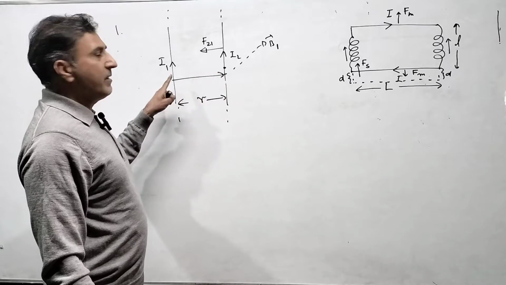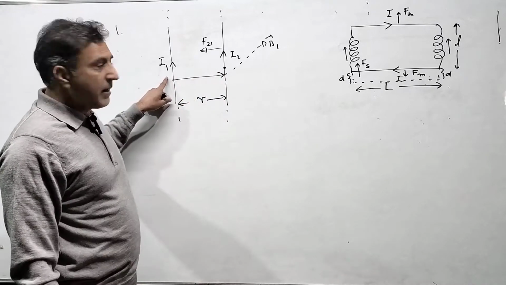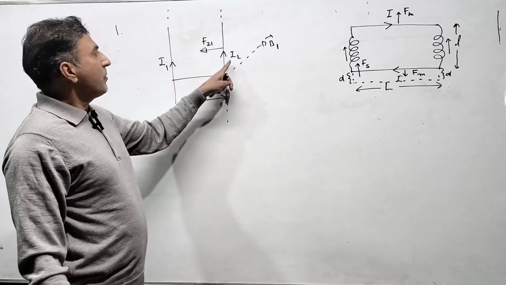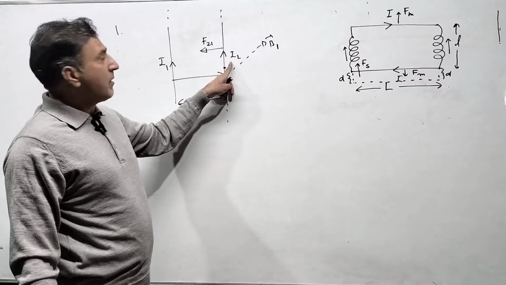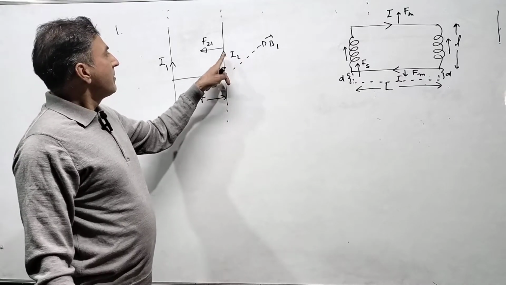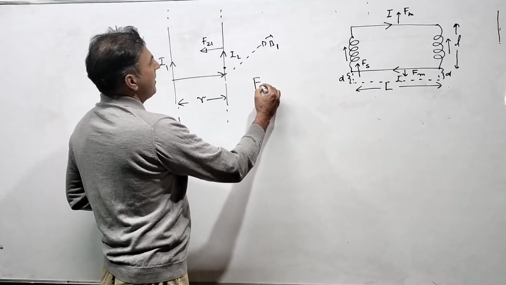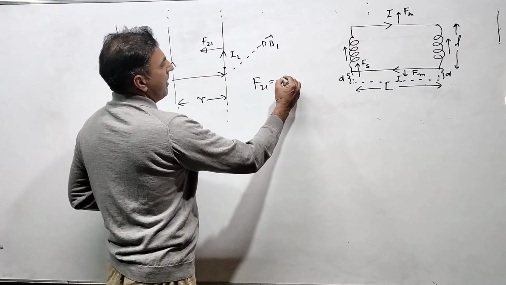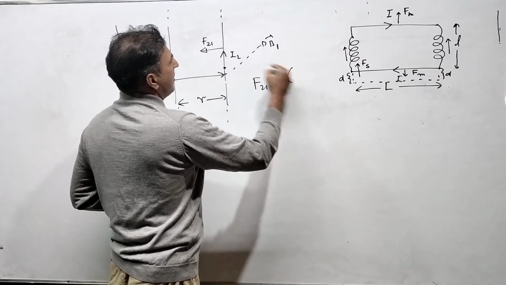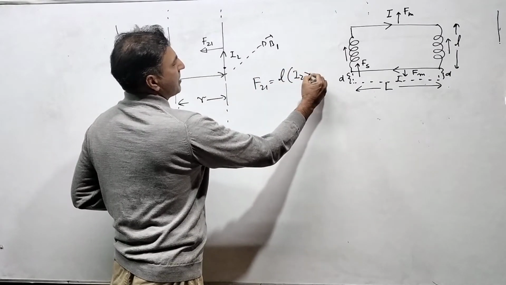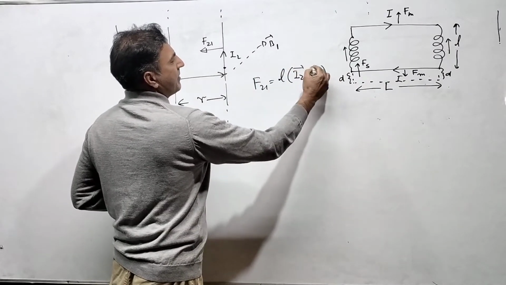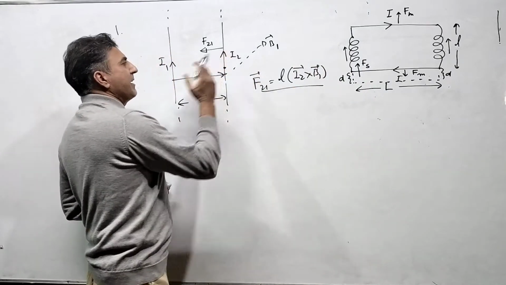This conductor is in the field of this current carrying conductor, and therefore there will be a force on this conductor. How much is the force? That is F21, but the direction of the force is this. Obviously that force F21 is equal to L, the length of the conductor, times I2 cross B1. That is the force on this conductor.